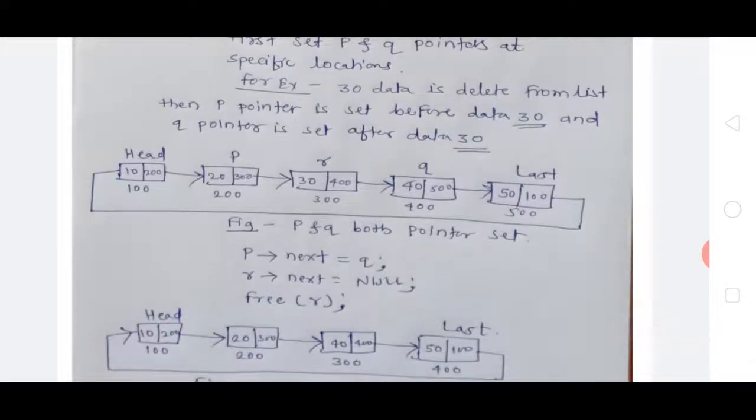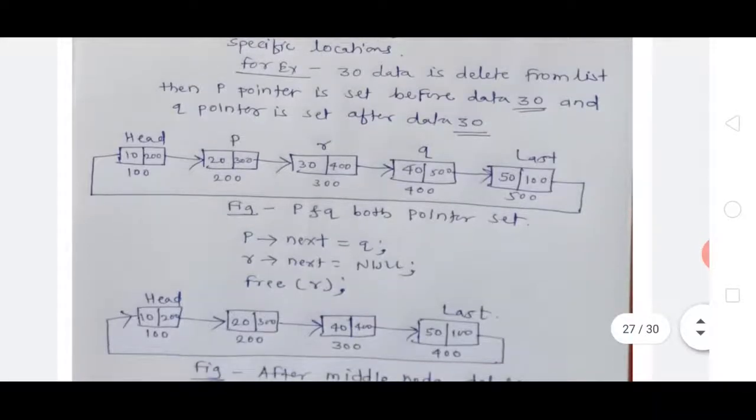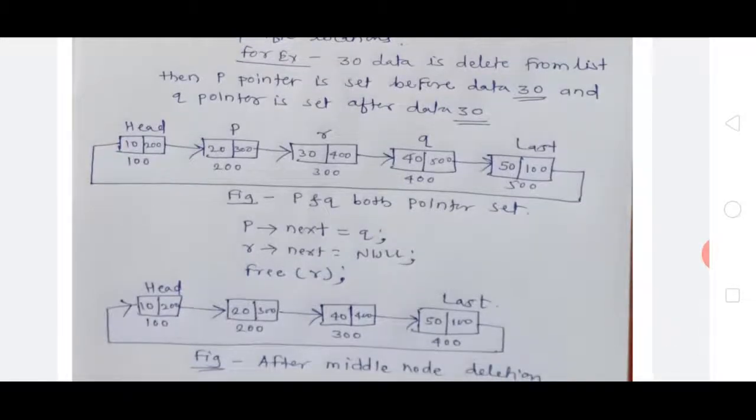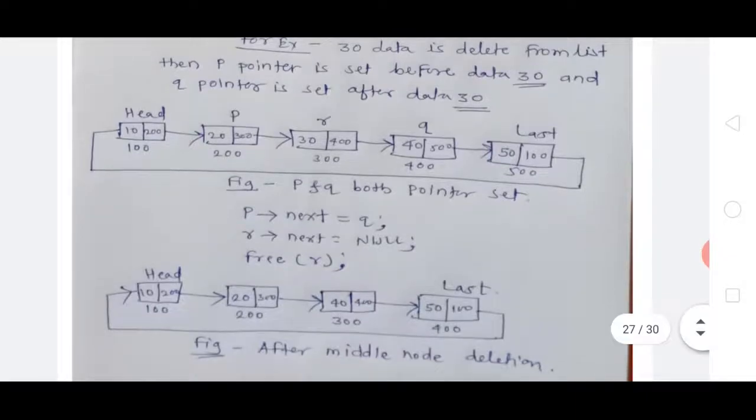The next statement is P pointed to next is equal to Q, which means the address of pointer Q, which is 400, is assigned to P pointed to next. By using this statement, the second node is linked to the fourth node. R pointed to next is equal to null: we want to delete the middle node, so we assign the null pointer to the next field of the R pointer. Then by using the inbuilt function free, the middle node is removed or deleted.